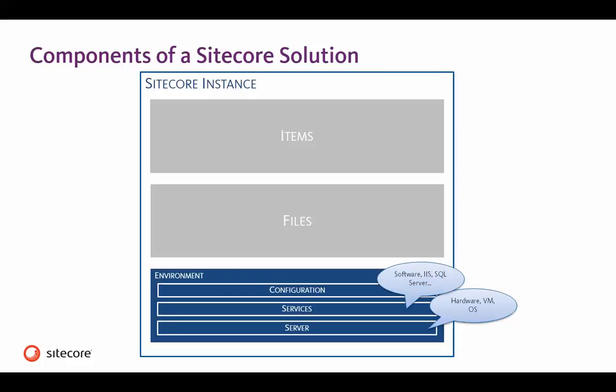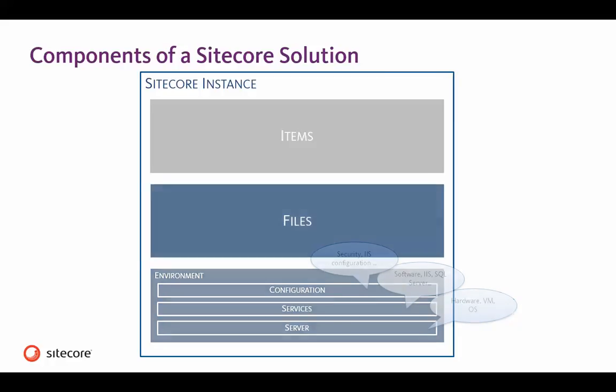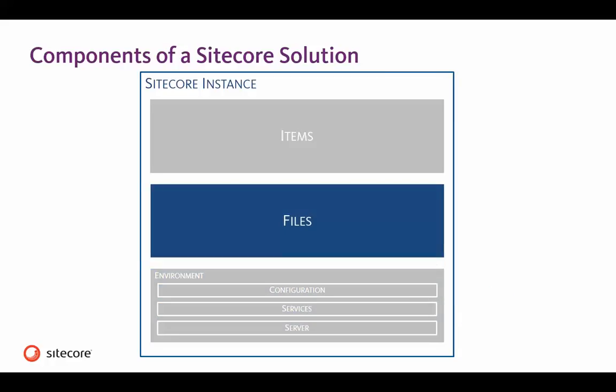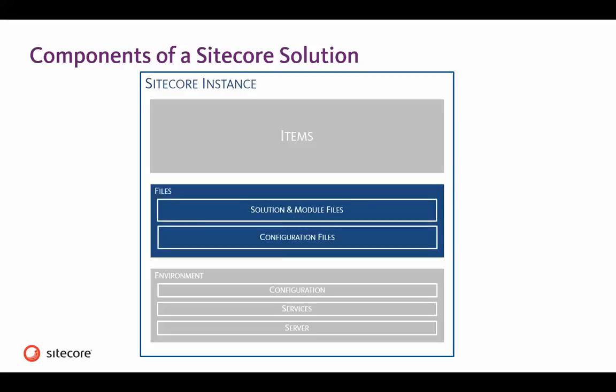On top of that, we have the software that runs it. So this would be the IIS, the SQL Server, whatever third-party services that are running, Solr, whatever. And of course, those services on that server need to be configured. So we need security configuration, IIS website setup, SQL Server setup, all that stuff. So that's the base for any web solution, and of course all the different moving software and hardware parts in the solution. On top of this, we have a number of files that we need to put on the solution. And it really comes down to two parts. One is configuration and another is solution and module files.